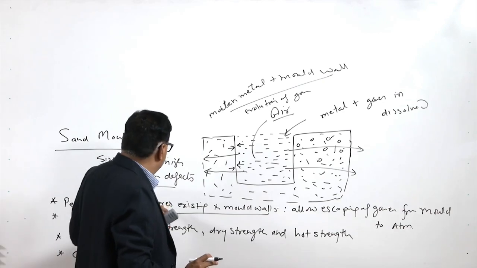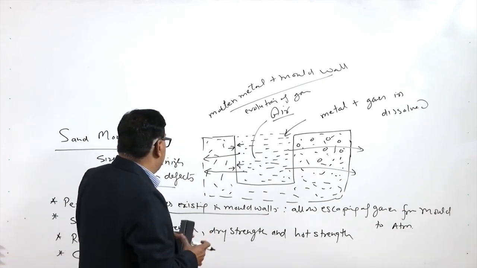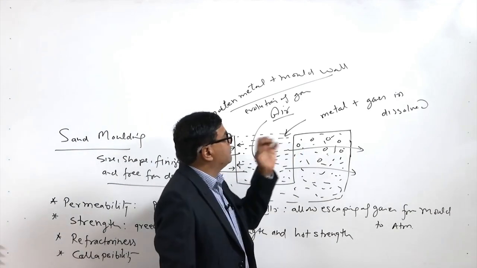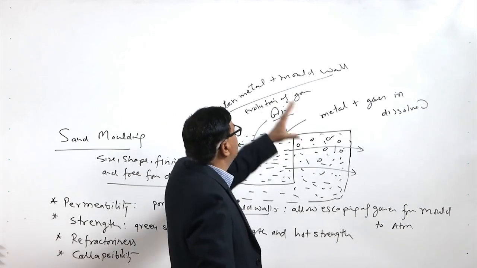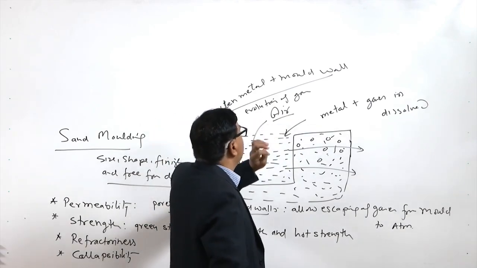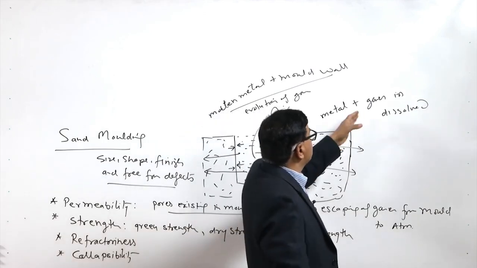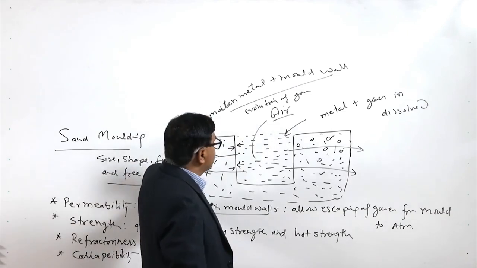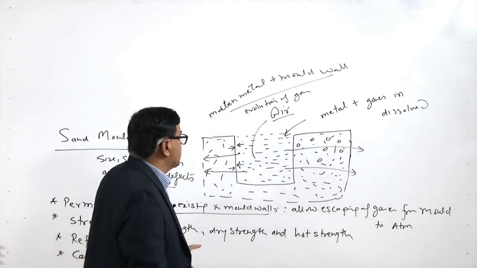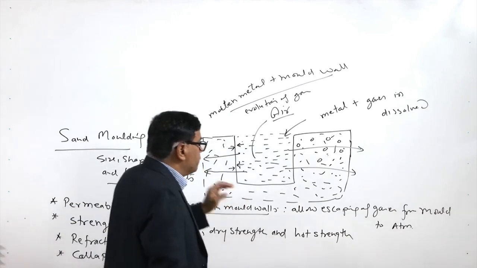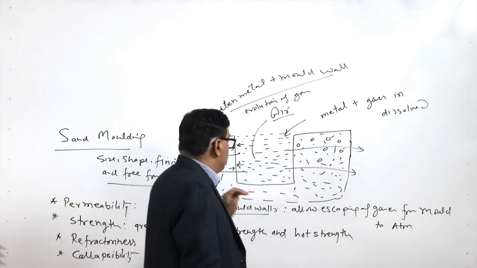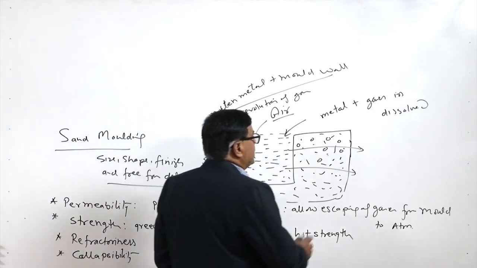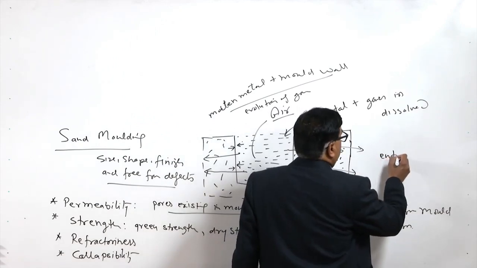So, permeability is the characteristic which permits the escaping of the gases present in the mold due to a variety of reasons, such as the atmospheric air, the gases in dissolved state which are released during solidification, or the gas generated due to the mold-metal reaction. These gases must be in a position to escape through the proper pores present in the sand mold, and if it is not so, then all these gases will have the tendency for entrapment.